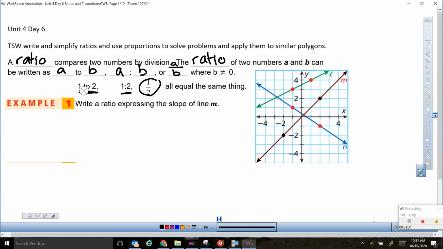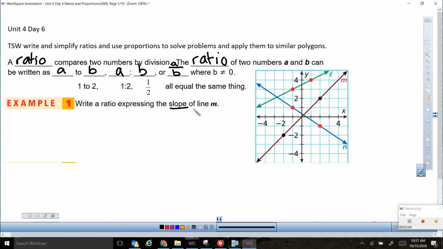And the reason why B cannot equal 0 is because you cannot divide by 0. So if you go into a calculator and type in 1 divided by 0, it'll give you an error message. So the bottom number cannot be 0. That's just FYI. Okay. Next part. Example 1. It says to write a ratio expressing the slope of line M.